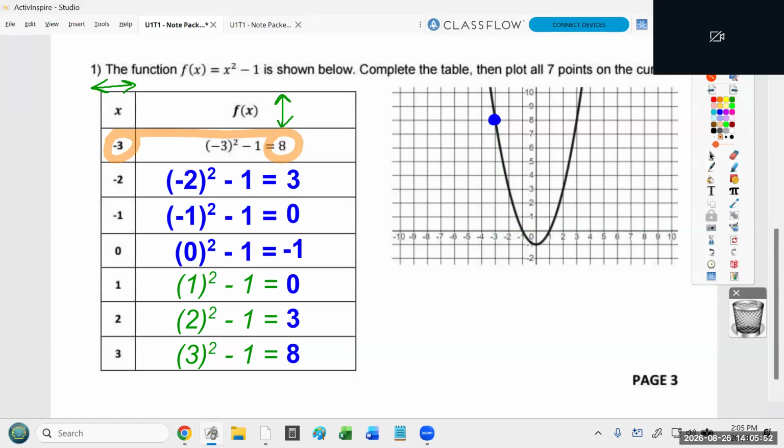Okay, I'm going to do the next one. Oh, let me ungroup that first. There we go. So now I'm going to plot the point -2, 3. That says go left 2, go up 3. So again, I start at the origin, I go left 2, up 3, and I plot a point right there. Do that now, please, on your own paper.